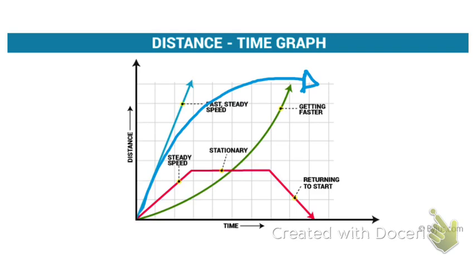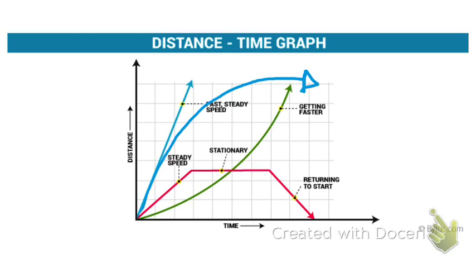What would that look like? It going... Oh, the red one? Returning to start right here. Okay. Yep, so the flat line up here is stationary. This downward slope is returning to start. And then that's slowing down, that purple. Yes, that one, the one that I drew on there is slowing down.